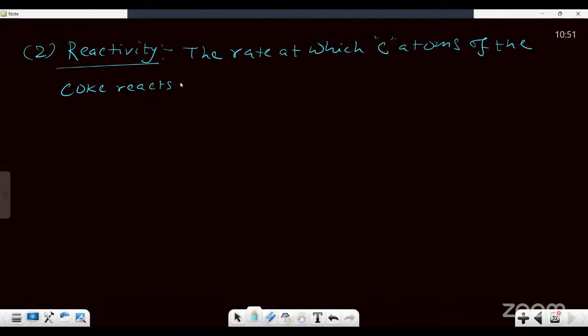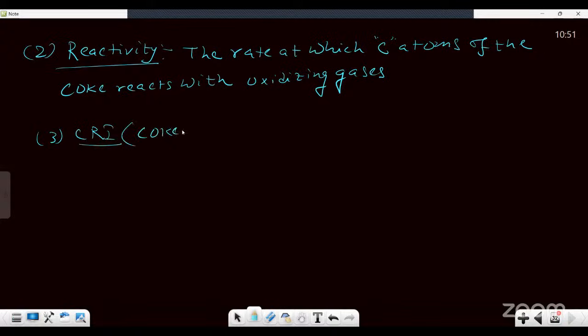It reacts with oxidizing gases, like oxygen, CO2, H2O, etc. This is reactive. There is another very important thing which is called the coke reactivity index, CRI.